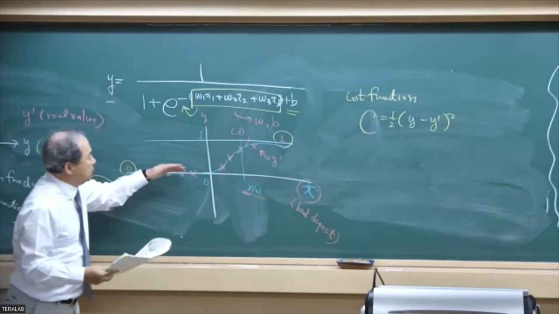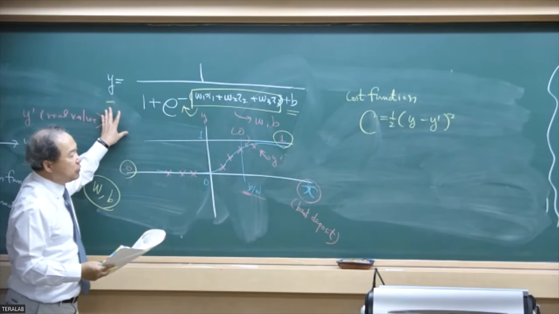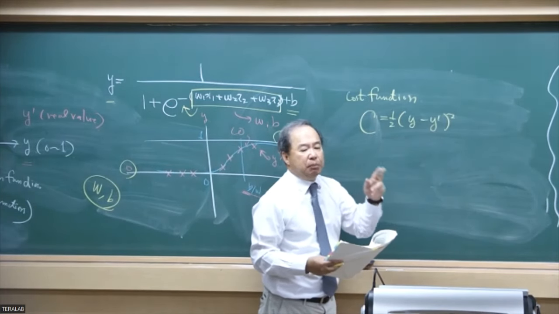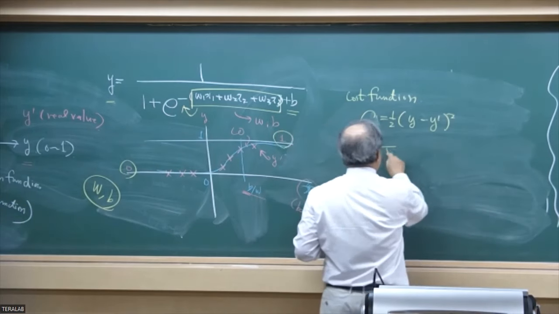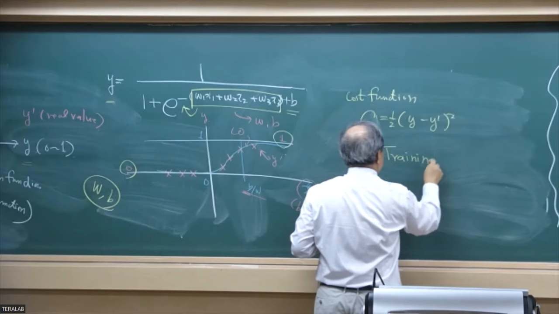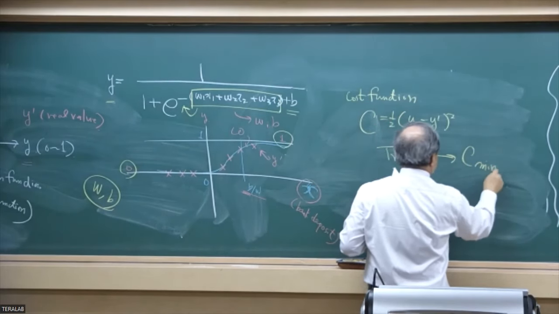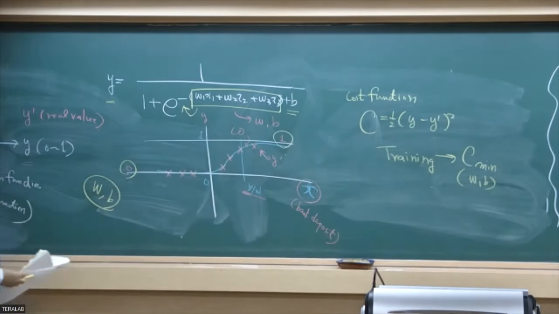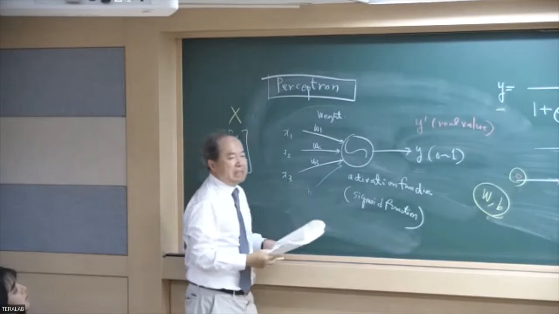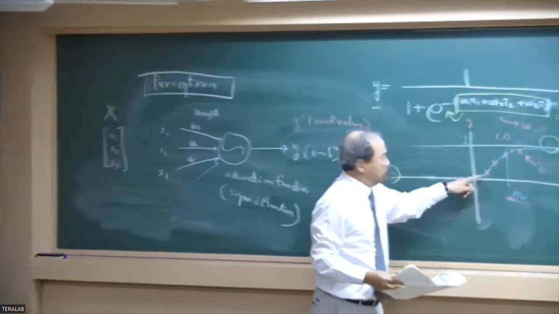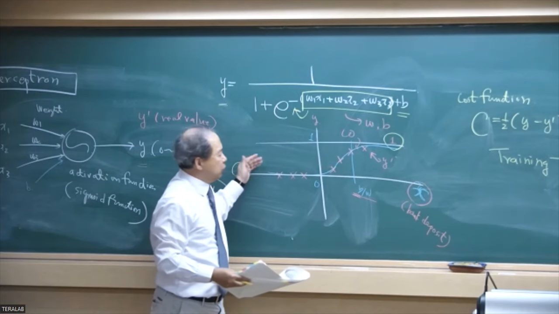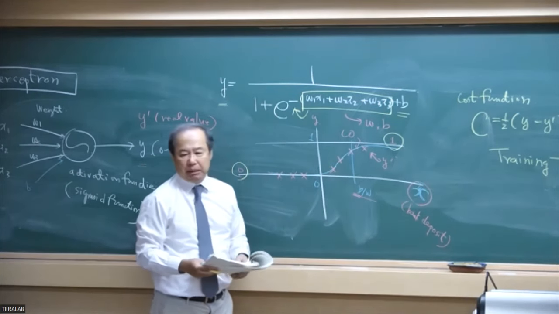Until your prediction given by the sigmoid function, y minus y-hat, the difference should be as small as possible. So training of machine learning means finding the minimum of C, and you have to find W and B for many different cases of input vector X. This is not a single point. You may have many different cases to smooth out this sigmoid function and to make it as close as possible.